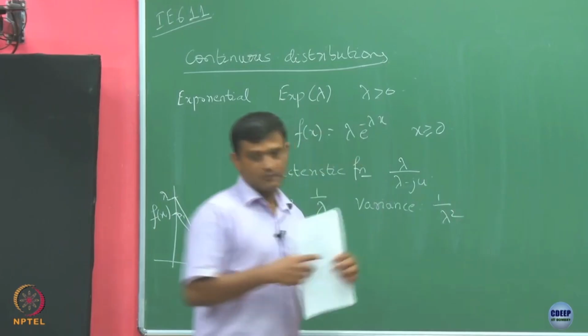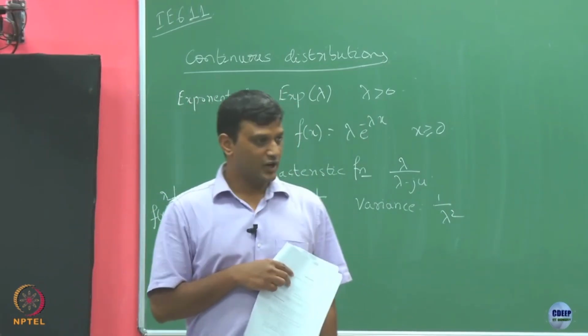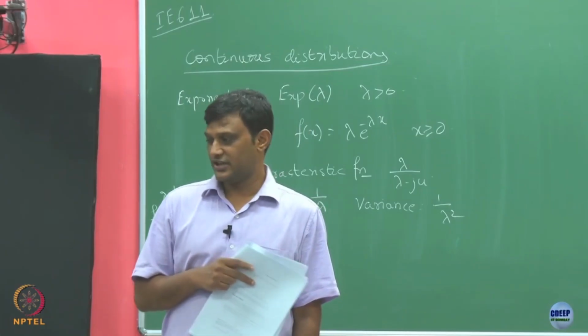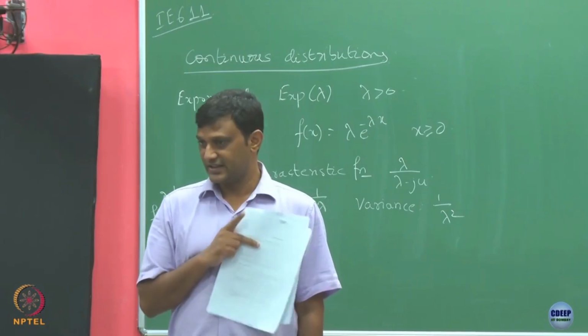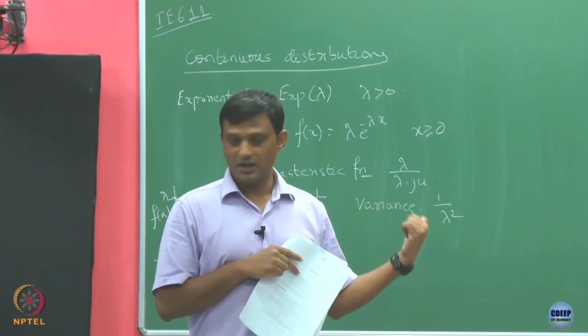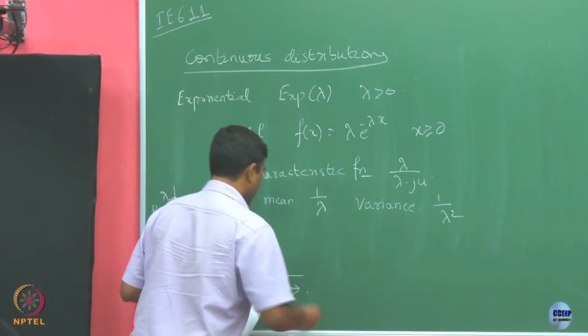Another good thing about this exponential distribution is that it has the memoryless property we already discussed. We discussed the memoryless property with respect to which distribution? Geometric distribution. Geometric was a discrete distribution. So it so happens that this is a continuous distribution, but it also satisfies the memoryless property. What does that mean?